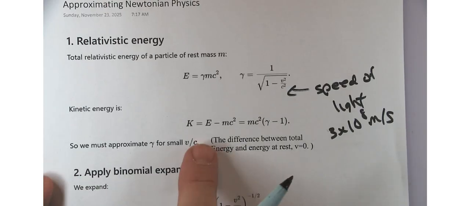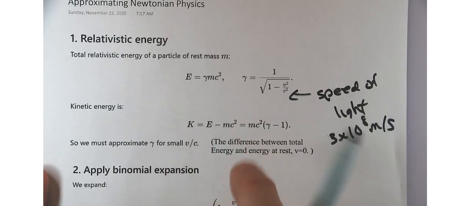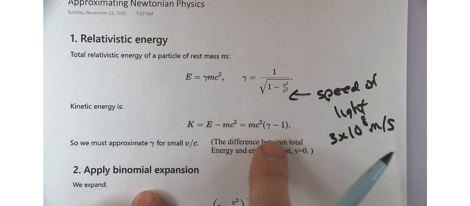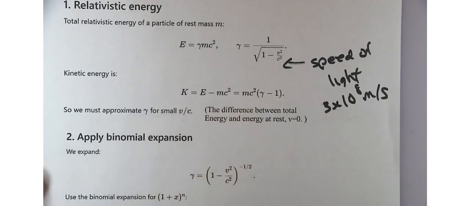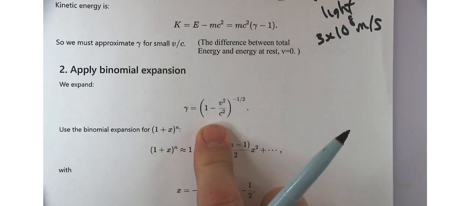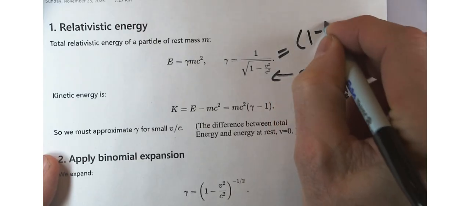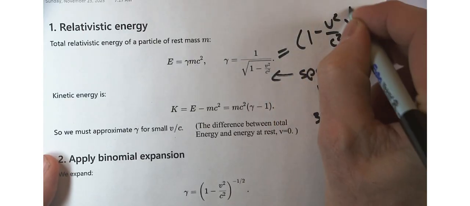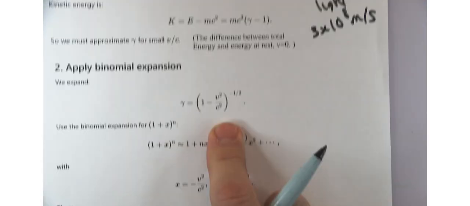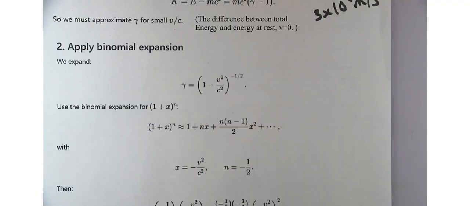Kinetic energy is the difference between your energy and your energy at rest. So if I factor out the mc squared from this, then I get gamma minus 1. Now gamma is this term right here, so it's just a rewriting of this one. This can be rewritten as 1 minus v squared over c squared to the negative 1/2 power, which is exactly what we did down here. And for this, we've got another series. This is the binomial series.